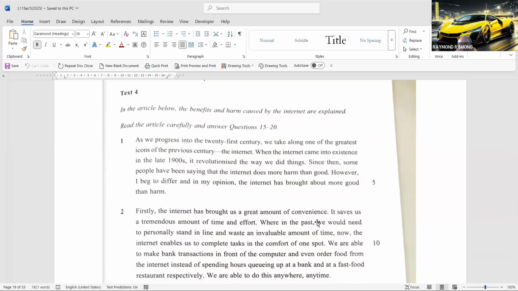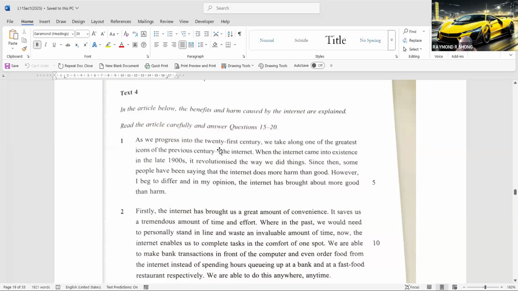Okay, never mind. I don't think I got time to go through the passage. So remember, the first sentence is very important. So in the article below, the benefits or harm caused by the internet are explained. Remember this one, we're talking about science and technology, right? So the internet is part of this topic here.